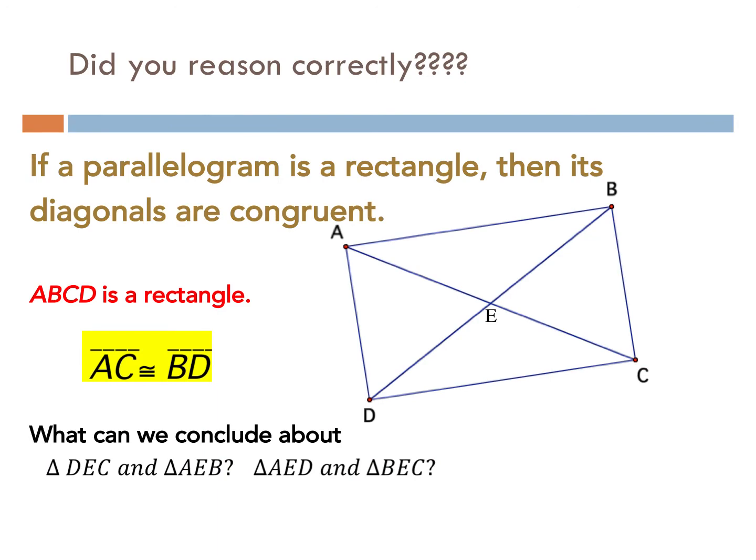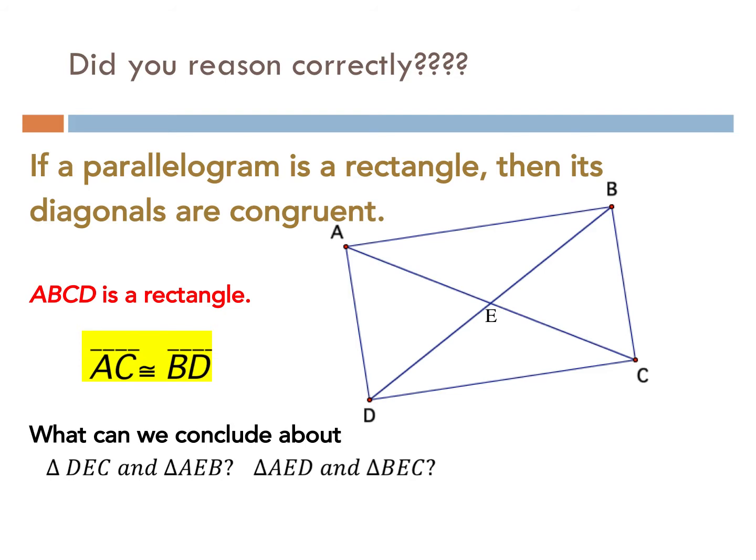So let's see. It tells us here, if a parallelogram is a rectangle, then its diagonals are congruent. Remember, in a parallelogram, that wasn't a parallelogram property, but it is a property of a rectangle. So if ABCD is a rectangle, then the diagonals are going to be congruent.